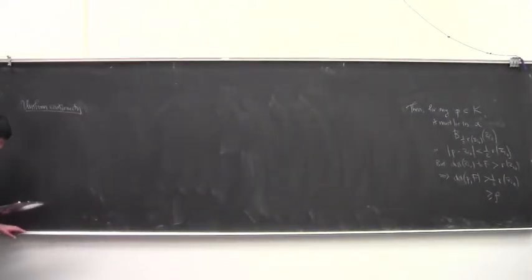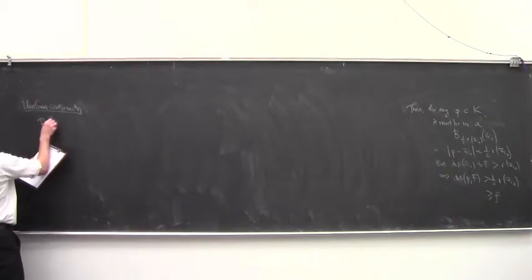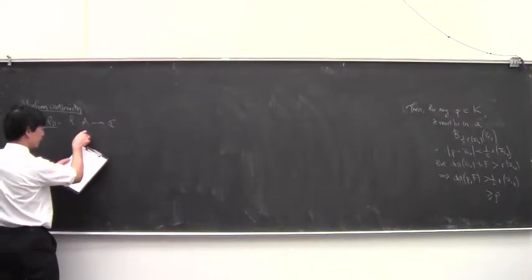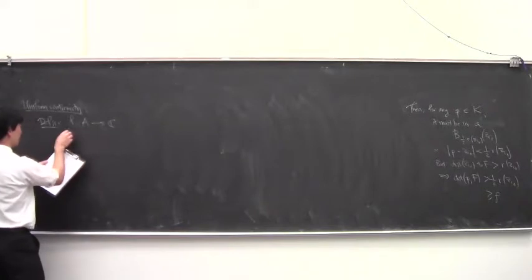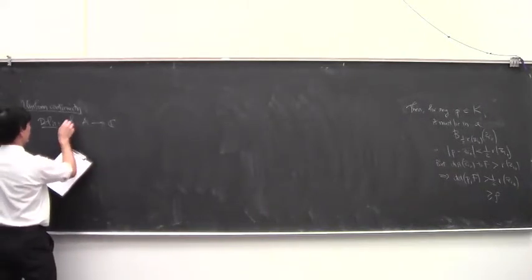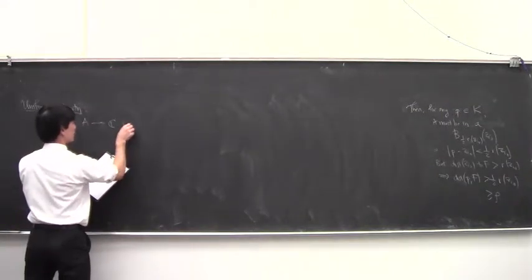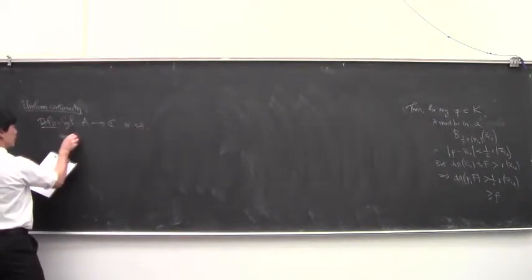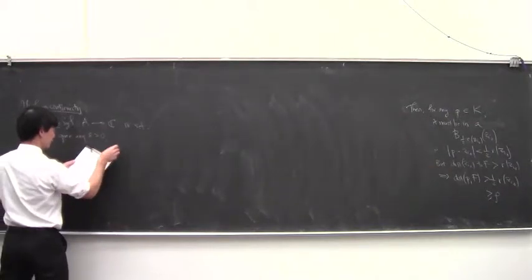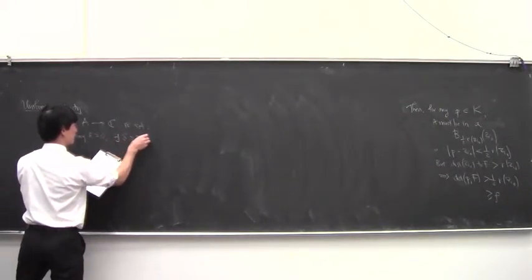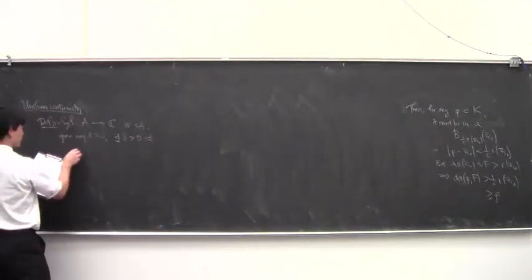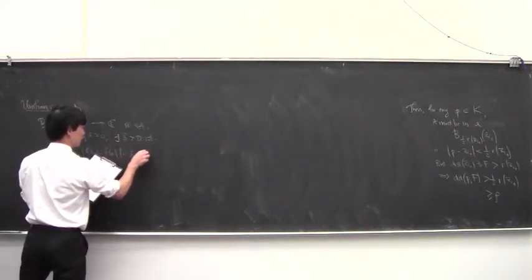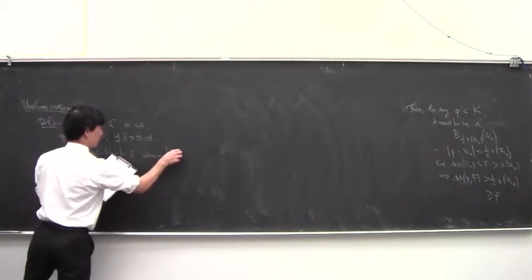Suppose we have some function f from B to C, and suppose f has the following property: given any epsilon greater than 0, there exists a delta greater than 0 such that the absolute value of f of w minus f of z is smaller than epsilon whenever the absolute value of w minus z is less than delta.